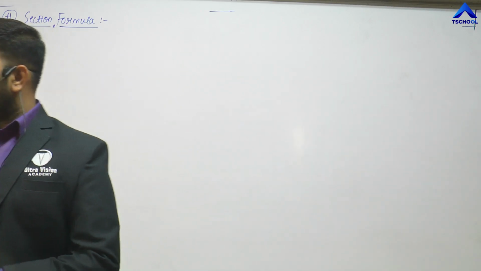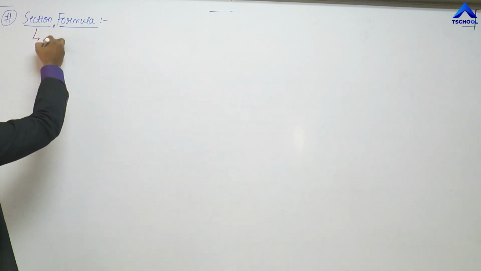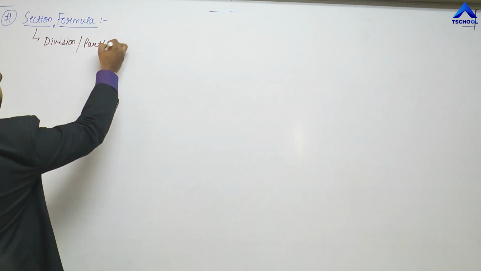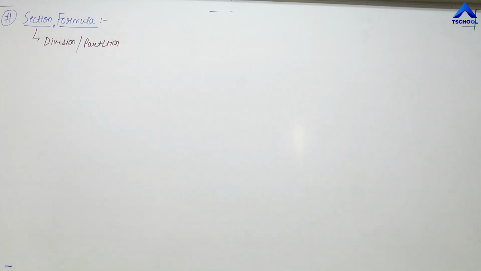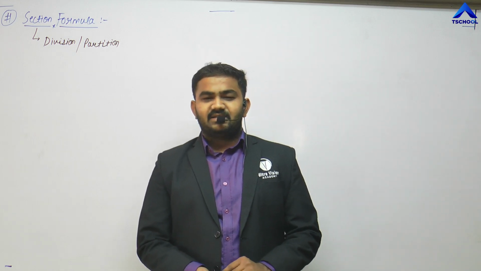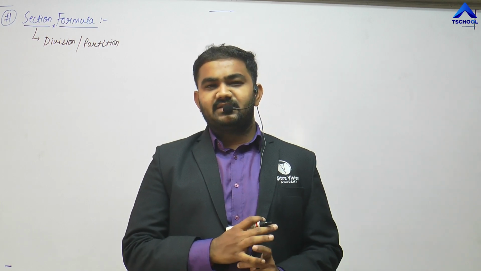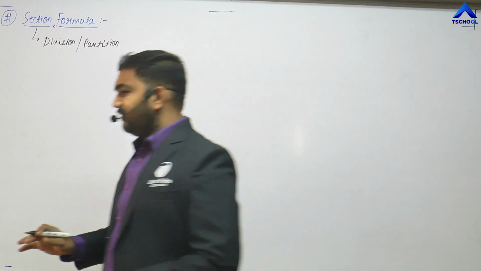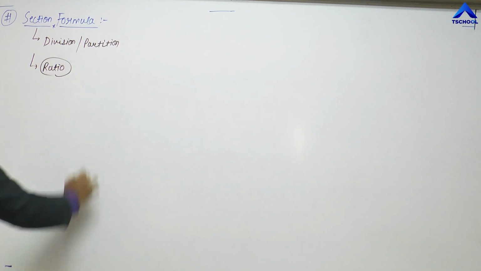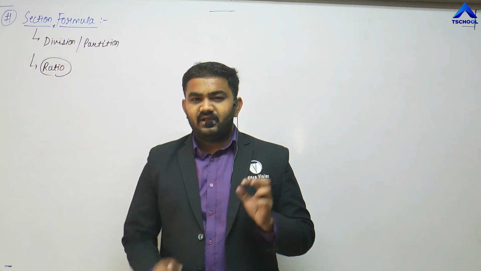Section formula, friends, as the name suggests, section means division or partition, right? That means we will have a situation where a line segment will be given and a point will be given, and it will be said that that point is dividing the line segment in some ratio. Again, friends, you will come to another word, that is ratio. Ratio basically means that the line segment is divided into some parts.